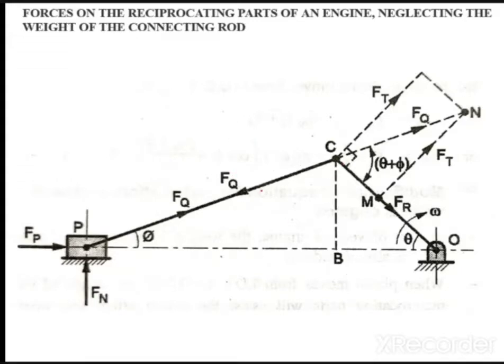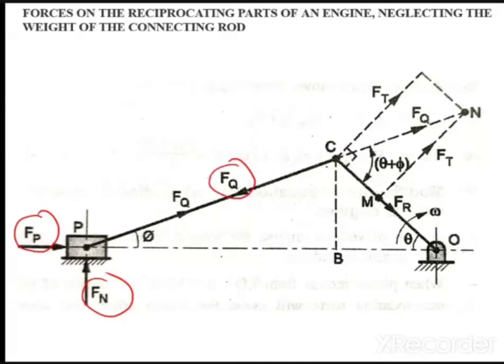So this is called the force analysis diagram of the IC engine mechanism. IC engine mechanism is what? Slider crank mechanism. Okay, and this is a diagram which you have to remember, because you may have to draw it in your exam. FP is the piston effort, FN is the thrust on the piston, FQ is the force acting along the connecting rod, right?